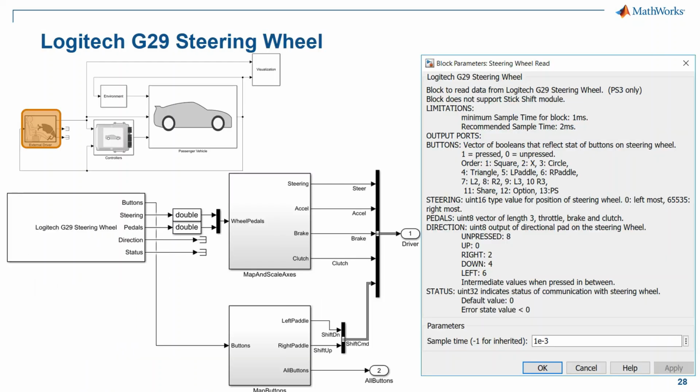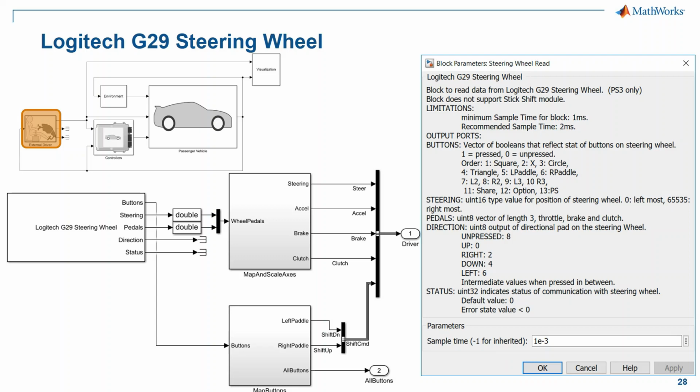This interface to the external driver would actually be a Logitech G29 steering wheel interface, which will allow us to drive the vehicle around. Now this interface block allows you to directly connect a Logitech G29 steering wheel to the Speedgoat target computer. It gives you access to the steering inputs, pedal inputs, and the various other buttons as well.